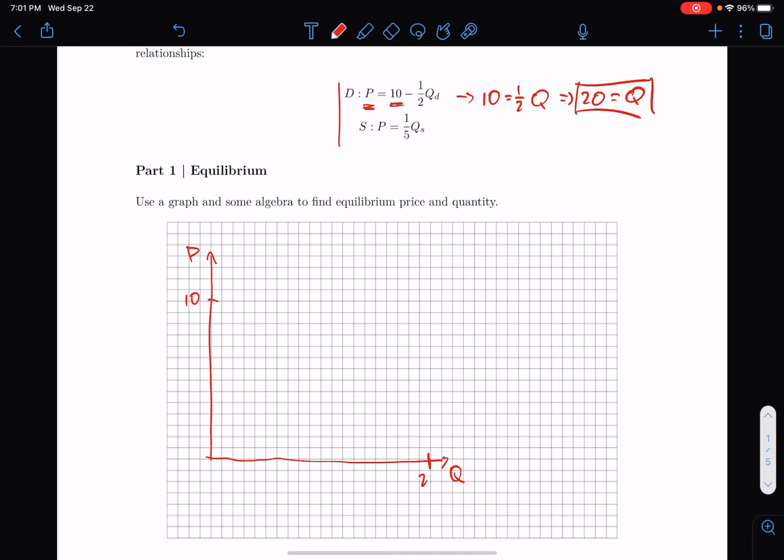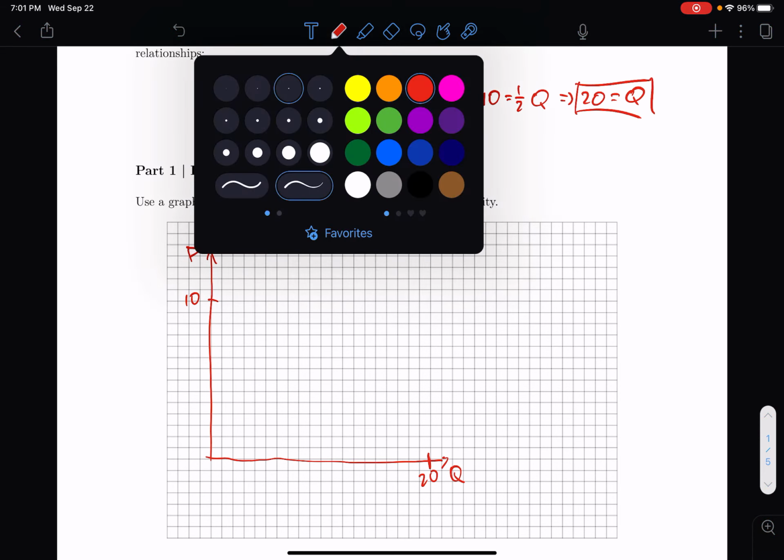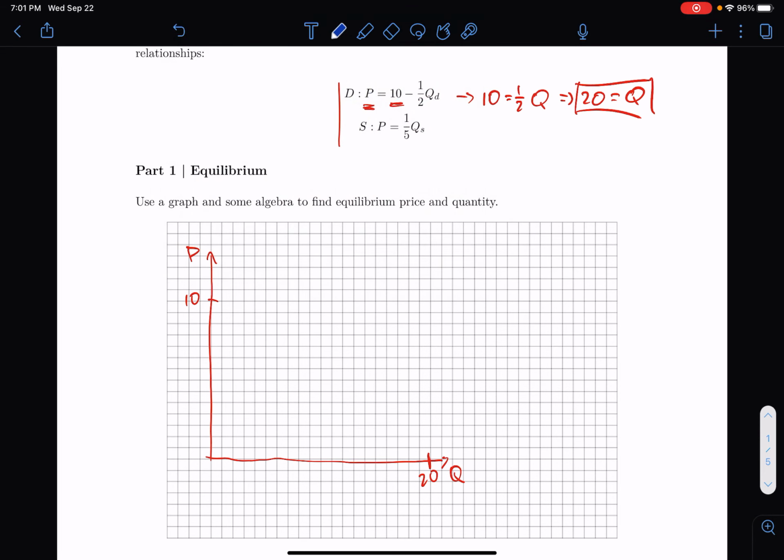So that'll go here. And then we just connect these. And that's our demand curve. We know it's linear, so that's our demand curve. Now for the supply curve, we can see it doesn't have an intercept. It goes to the origin. And for every increase in quantity, when quantity goes up by 1, the price goes up by 1/5. So we know this is going to be flat. So it's going to look like something like this.